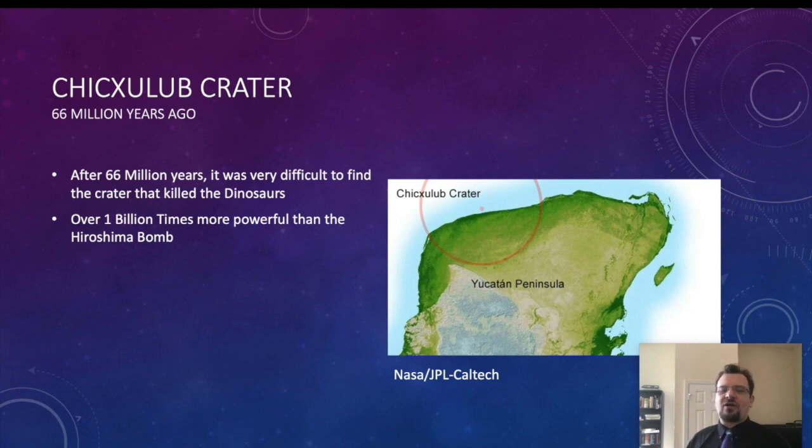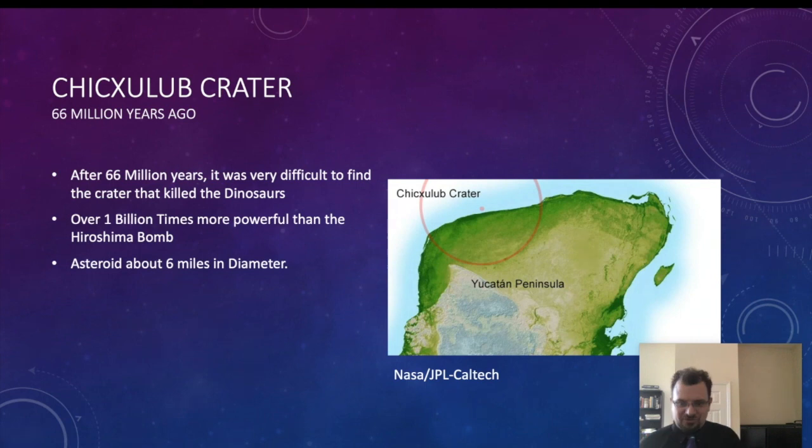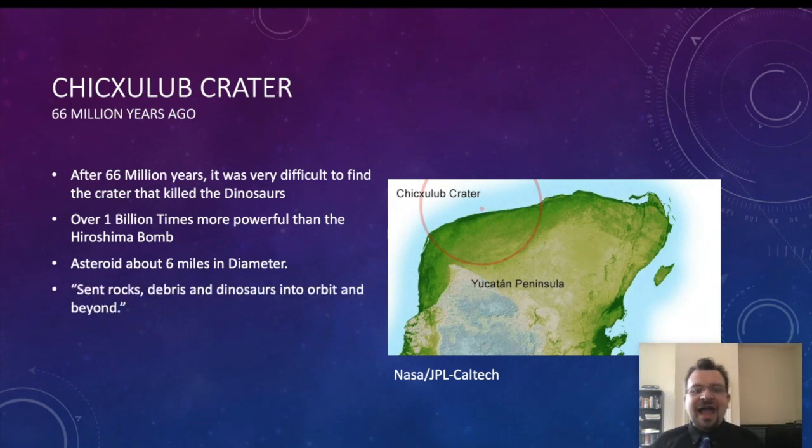So this was over 1 billion times, billion with a B, times more powerful than the Hiroshima bomb. It was an asteroid about 6 miles in diameter. And one of the greatest quotes, and I unfortunately can't find where it's from, but I think it's a Scientific American article, said that it sent rocks, debris, and dinosaurs into orbit and beyond. So this is a really, really big thing.